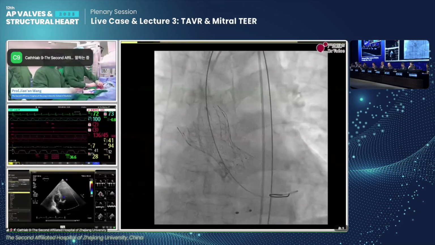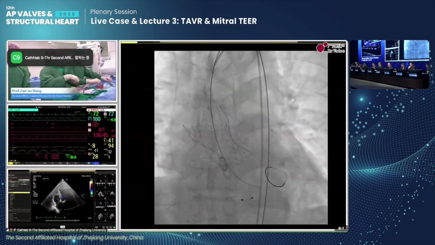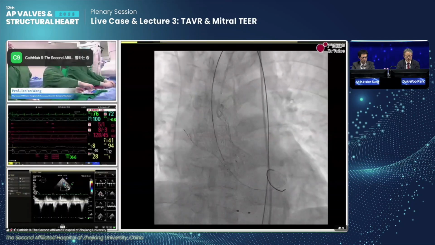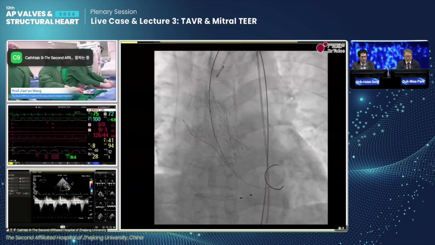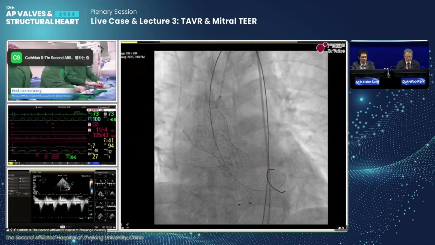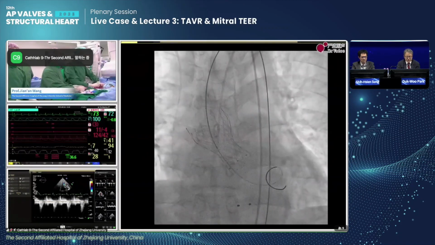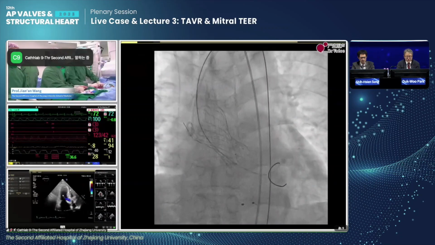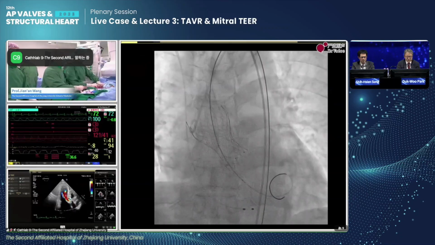So we are going to do the post-dilatation. What size is the balloon? 23. Still the same balloon. Yes, so because the 26 millimeter Sapien valve, the waist is 23. So we use the 23 millimeter.